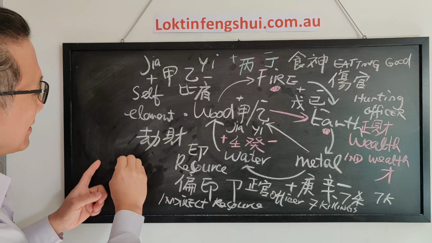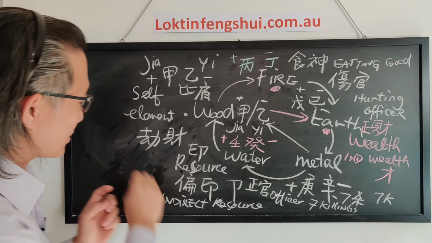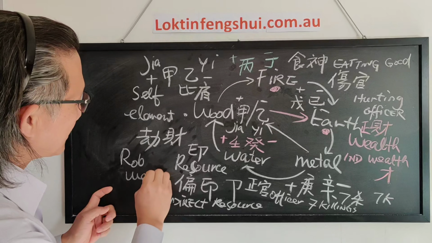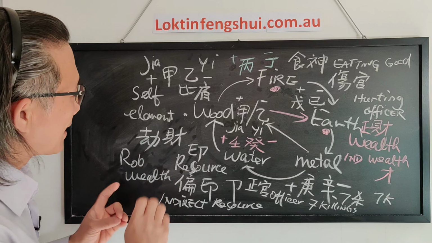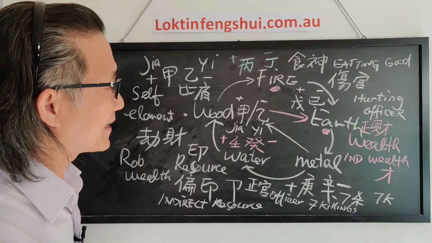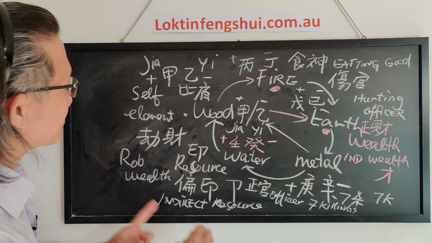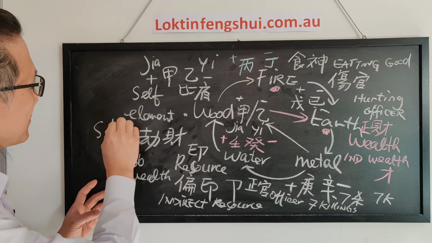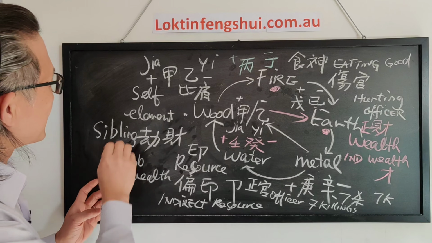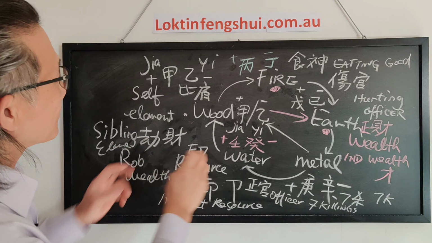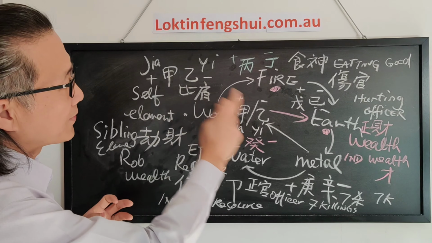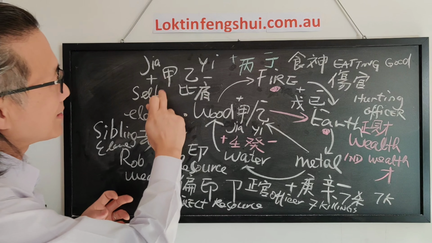So some masters translate it as rob wealth. However, I use a name called sibling element, because they are the siblings. So when the Jia and the Yi, that's Yin and Yang.